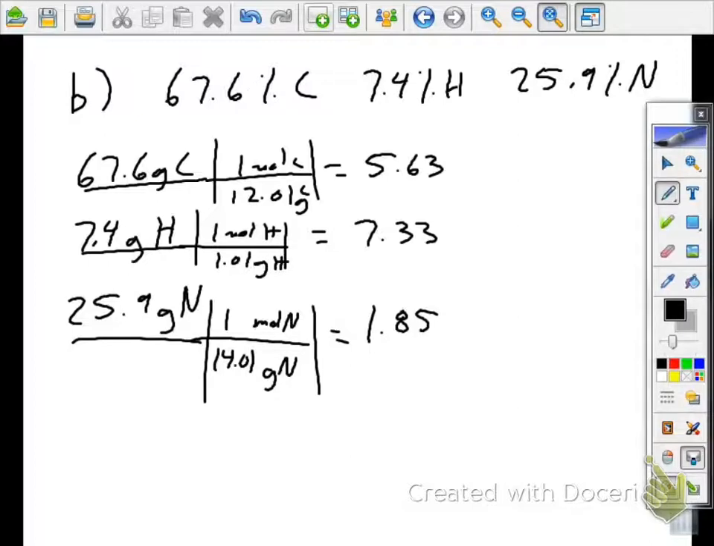At this point in time, I do have students that will just go ahead and round right now, and that's not right. They're way too far away. They have to be within hundredths of a mole in which to make them a whole number. So if you see, 1.85 is my lowest number of moles, so I'm going to divide it into each one.